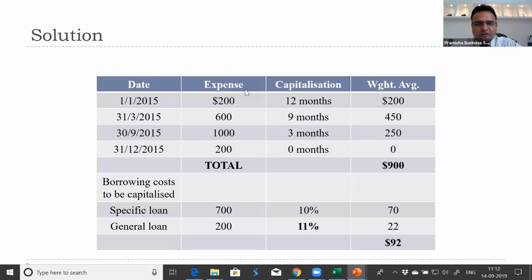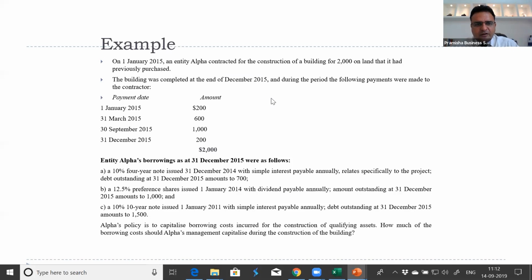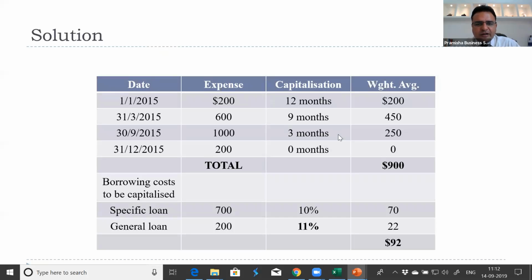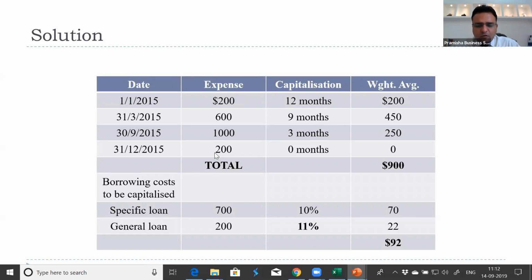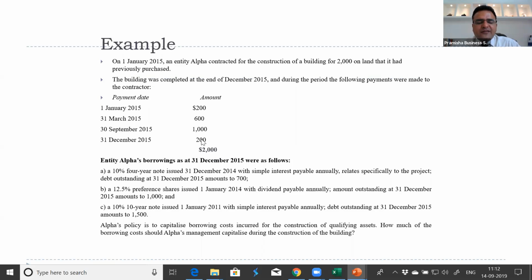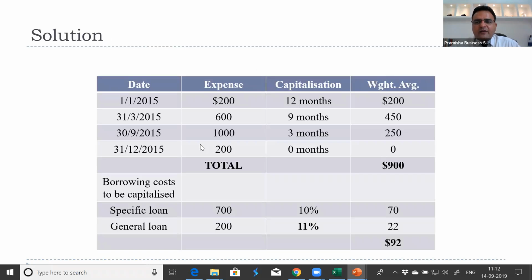So 200 was used for 12 months, that is at the beginning of the year. 600 was used for 9 months. 1000 was used for 3 months, and 200 was paid on the last day. So there is no interest cost for this 200 which is paid on the last day. The total average money which we use on this project is 900. So out of 900, 700 we know is specifically borrowed.